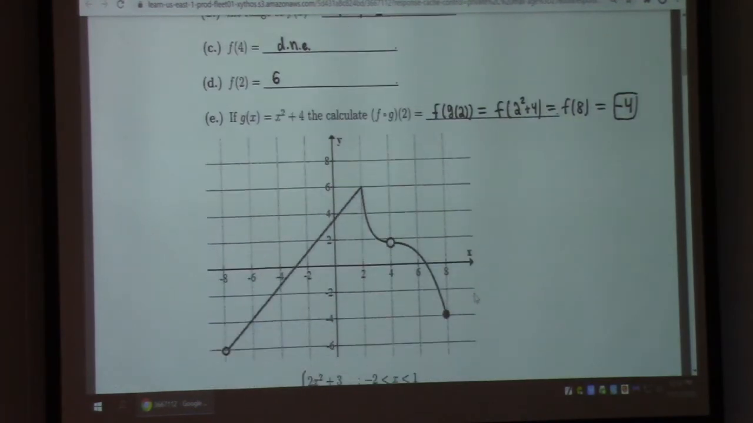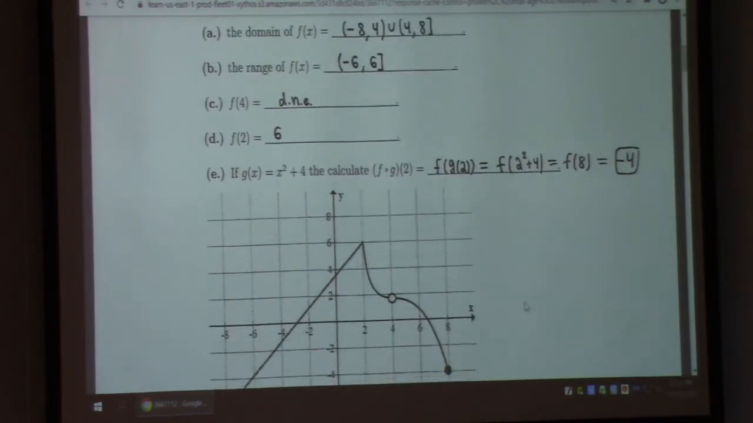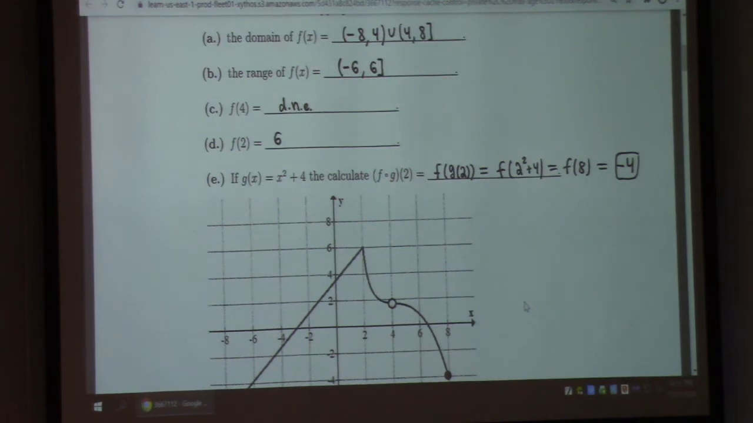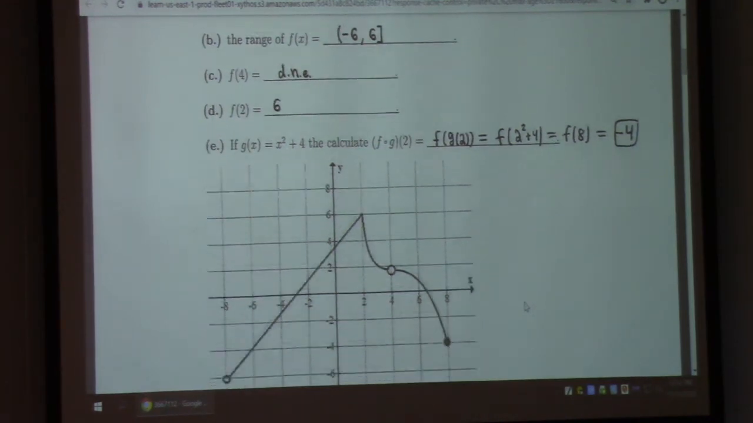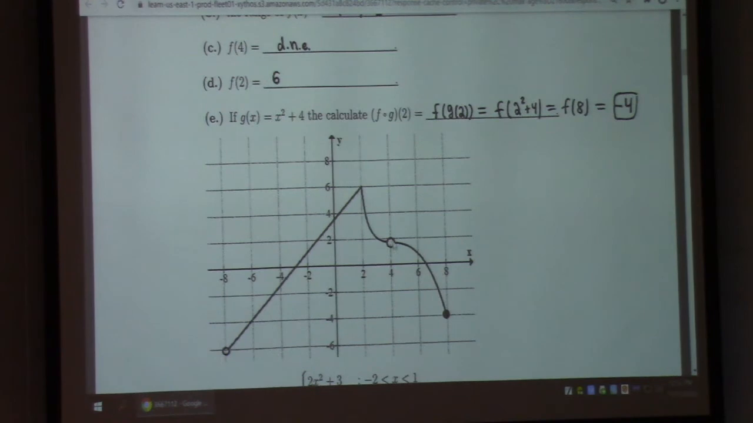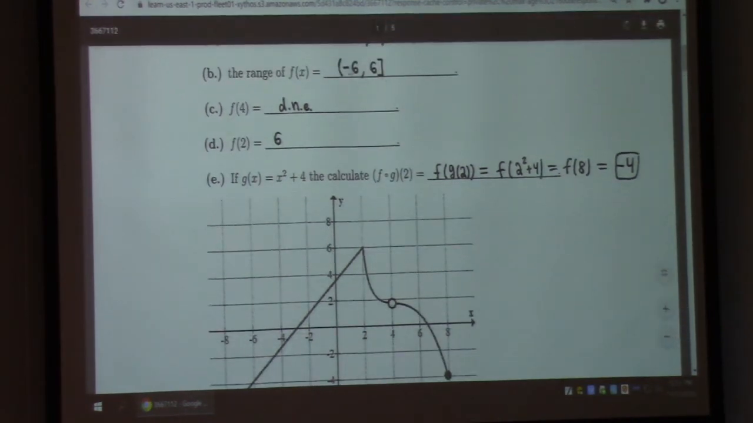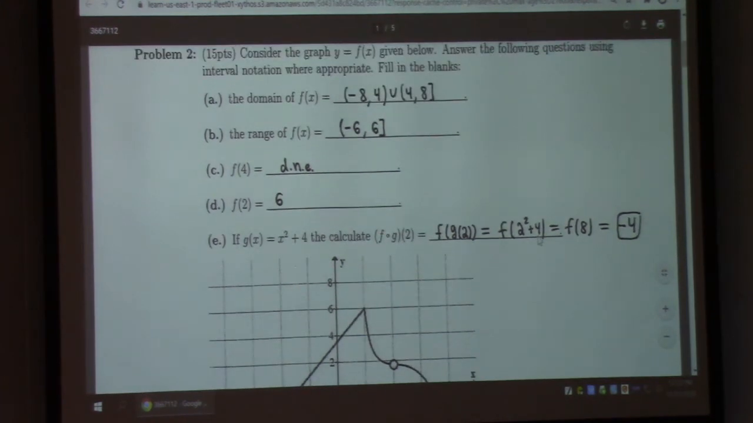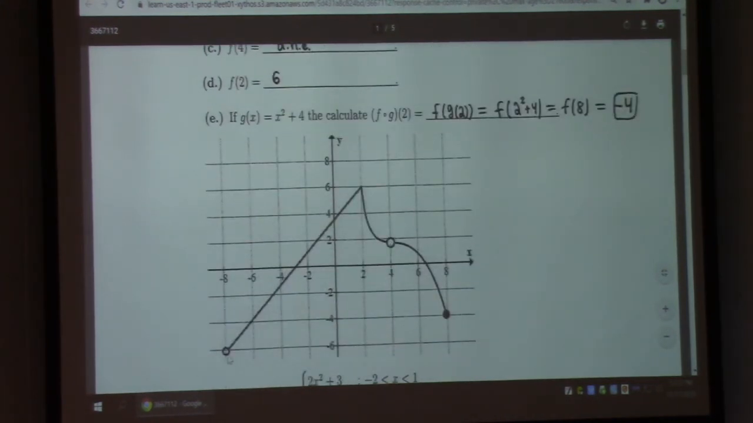This one here, again, the domain is the set of possible x values. In this one, I ruled out 4, right? The range, possible y values attained. And in this case, we went from -6 not included all the way up to 6, right?